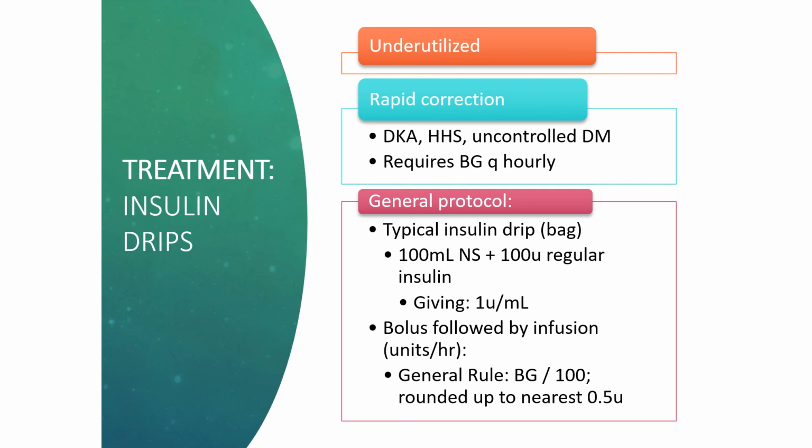And they typically require blood glucose monitoring every hour. So there's lots of different protocols for insulin drips, and I don't expect you to memorize this, but a typical formula to remember is 100 mLs of normal saline plus 100 units of regular insulin is what actually makes up a bag of insulin. It typically gives 1 unit per mL. So you typically give a bolus of insulin followed by an infusion, and this is done by a general rule as their blood glucose divided by 100, and then this is rounded to the nearest 0.5 unit.